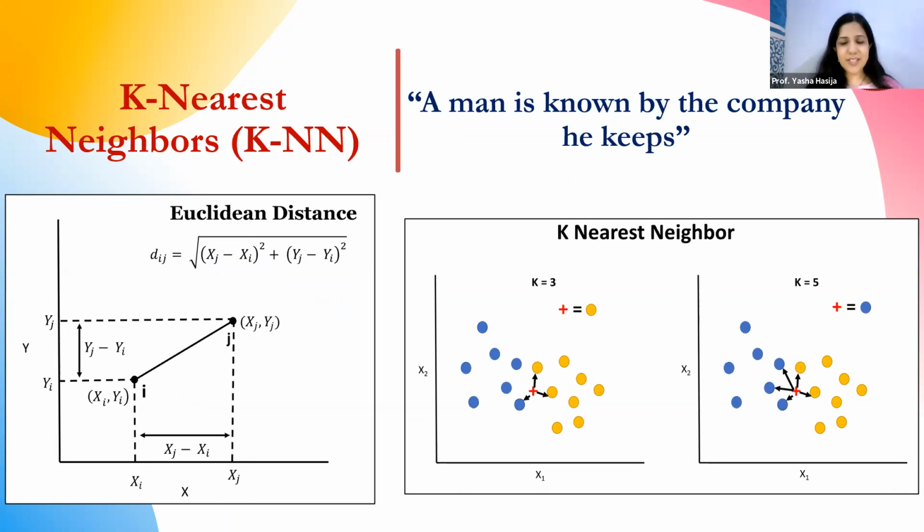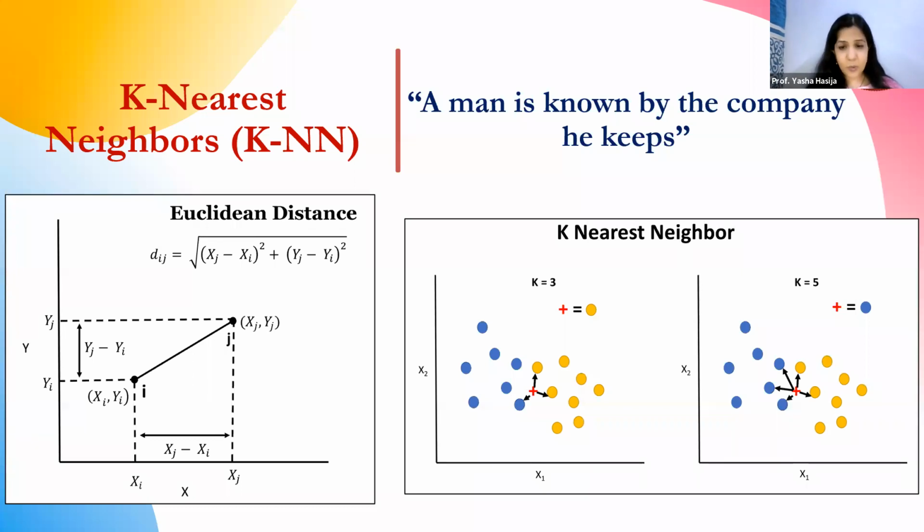So this is best classified using this English proverb, which says that a man is known by the company he keeps, right? This proverb is the simplest analogy for the KNN algorithm, or the K nearest neighbor algorithm. Now let me elaborate this with an example.